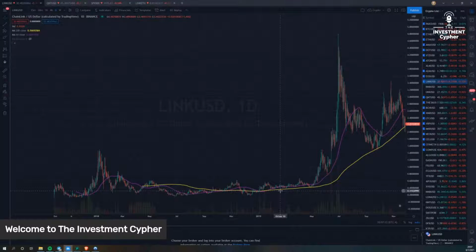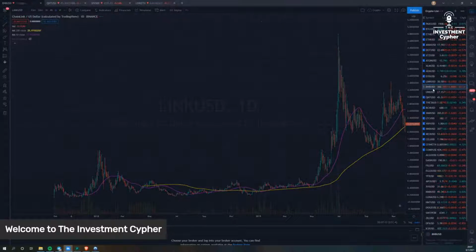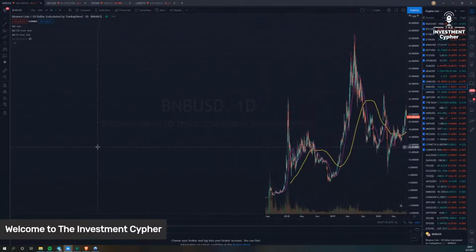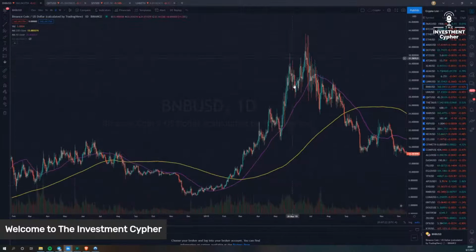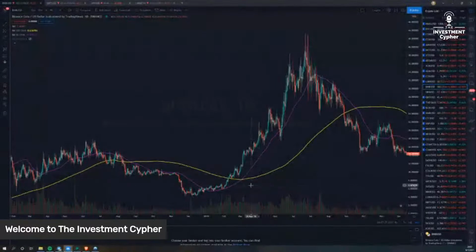And Binance Coin had the same thing. Look at Binance here. Binance had a much better 2019 than Chainlink did, but its 50-day again was above the 200-day, if you're looking at March. Every other coin that I looked at, its 50-day was below its 200-day. So Binance and Chainlink were both relatively strong relative to every other crypto there was.